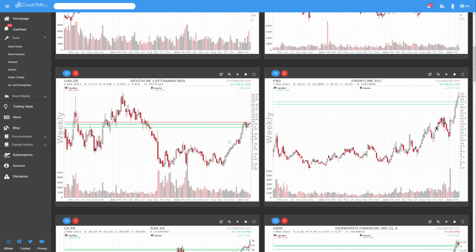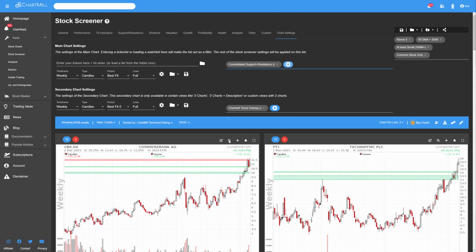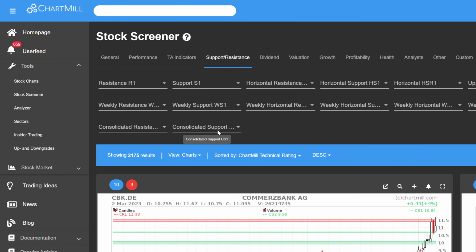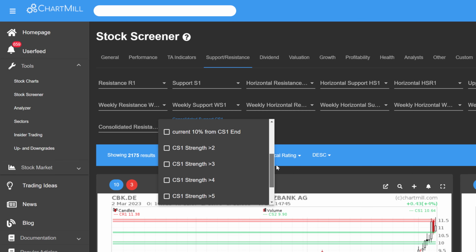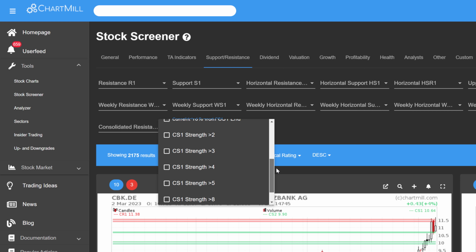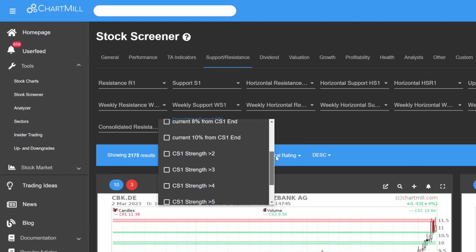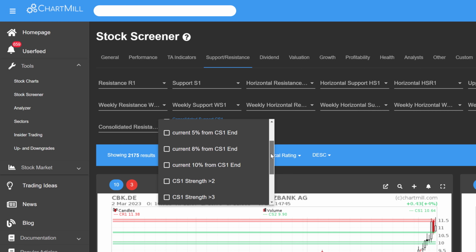The filter options are almost identical. The only difference is that for the consolidated filters there is no minimum length that can be set. So we only define the maximum distance of the price from the support zone and the number of times the support zone has already been tested by the price.